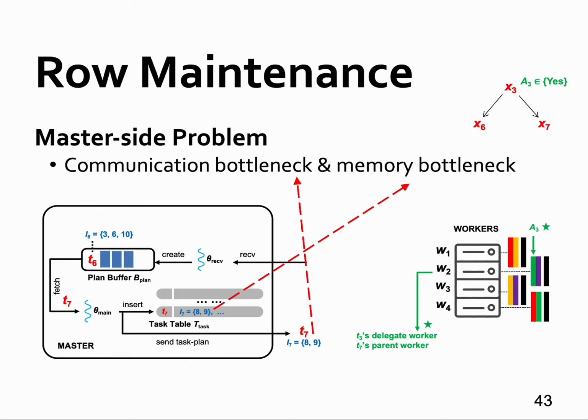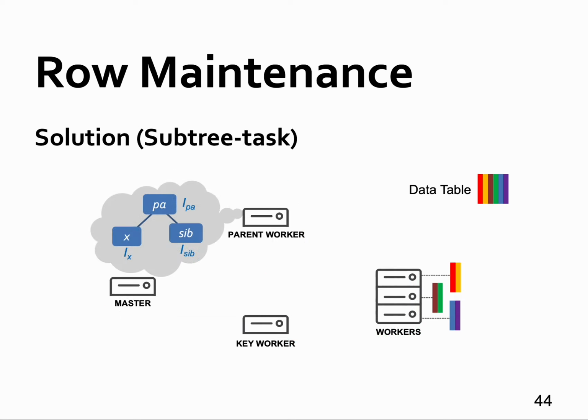Note that since W2 has a selected split condition A3, it knows how to partition the row indices into those for nodes X6 and X7. So it is more reasonable for W2 instead of the master to keep the row indices for X3. Moreover, since different nodes have different delegate workers, the memory and communication cost is well distributed among the workers. Following this idea, our solution is to let a child task directly ask the parent worker for the row indices, so that the master does not need to keep any row indices.